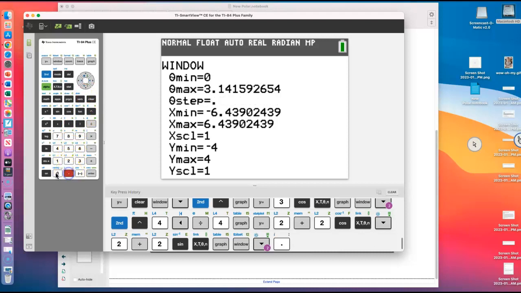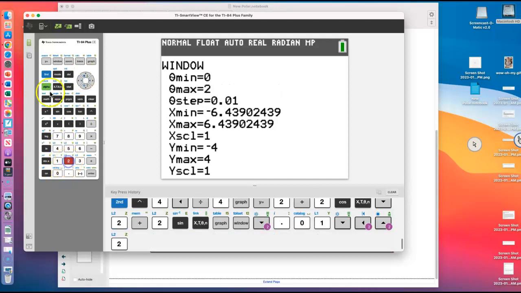So I like 0.01 so I can kind of watch it at a decent pace. I also like my theta max to not be pi. I like to do a full turn around that circle for every one of them except the first chunk. So I'm going to change this to 2 pi, and then you'll see the parent function that it's supposed to be. I'm going to hit graph.